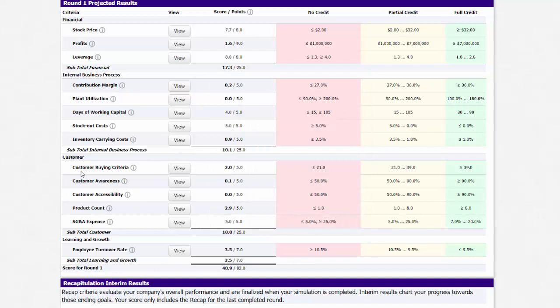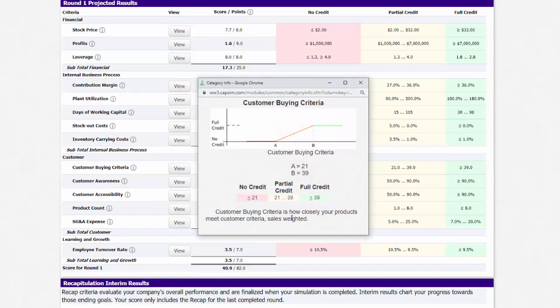In the customer area, we have the customer buying criteria, customer awareness, accessibility, product count, and SG&A expense. The customer buying criteria depict how closely your products meet customer criteria, sales weighted. If you receive a score of over 39 on the customer buying criteria, you will receive full credit. You receive a partial credit for customer buying criteria between 21 and 39.